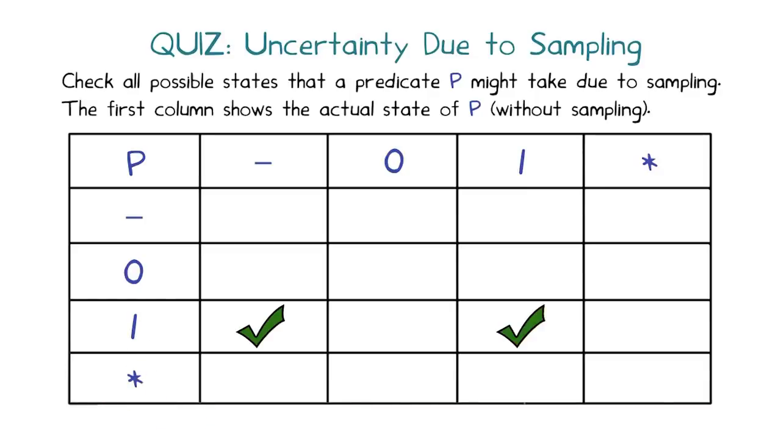Go ahead and check the boxes in the remaining 3 rows corresponding to what states we might see after sampling if the actual state of P is the one on the far left of the table.